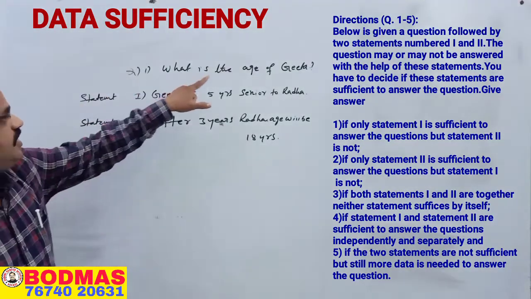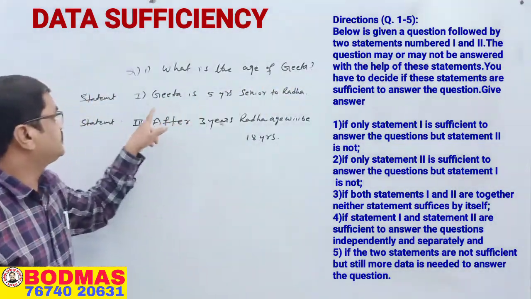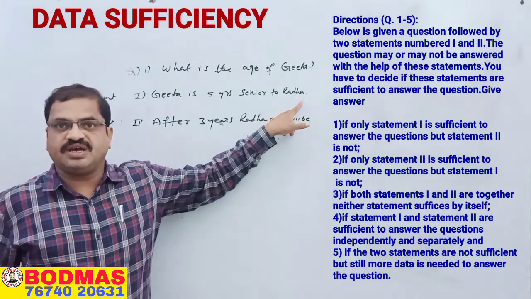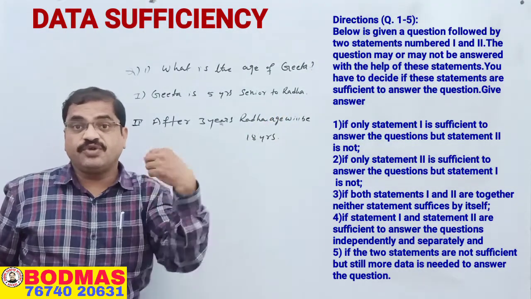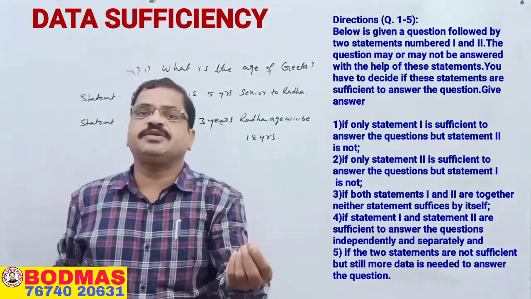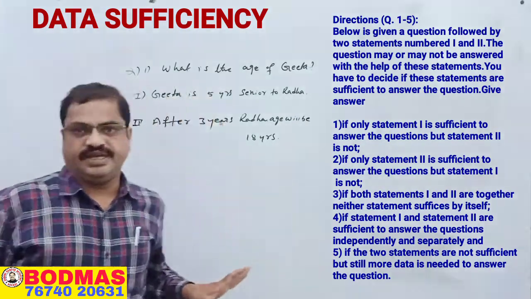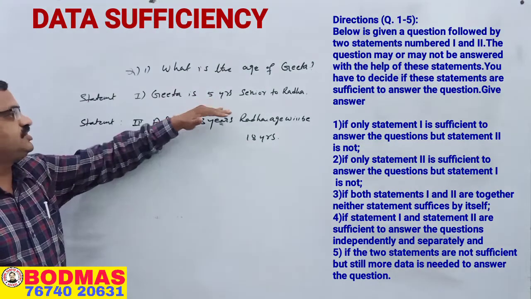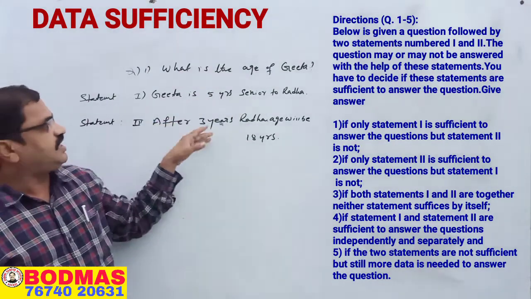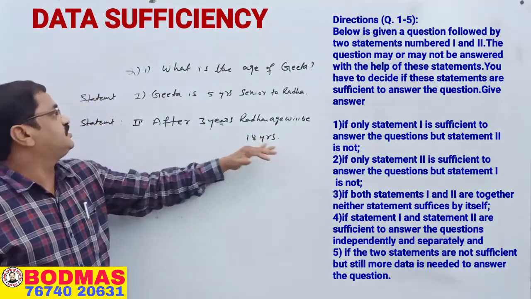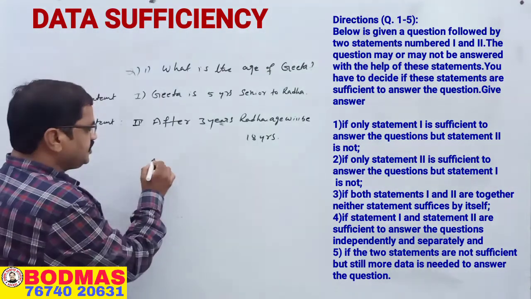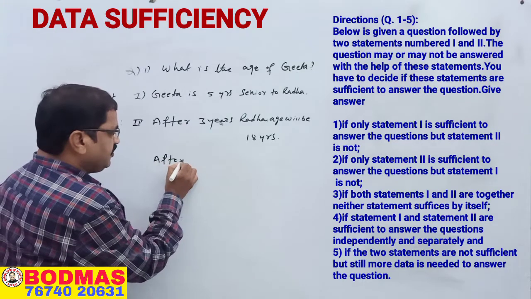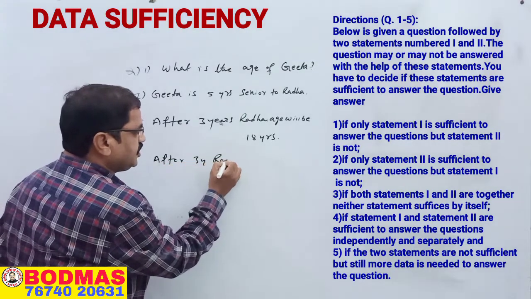Now, what is the age of Geeta if we ask? First, Geeta is 5 years senior to Radha. With this, can we expect the answer? We cannot expect, because only if you know Radha's age is it possible to get Geeta's age. No, there is no chance. Then after 3 years, Radha's age will be 18 years.